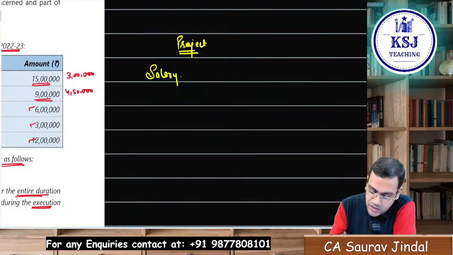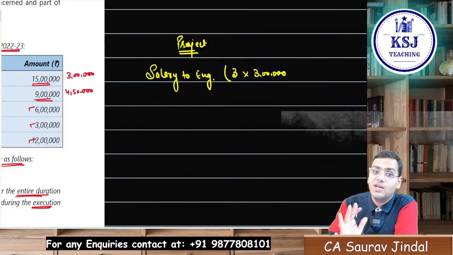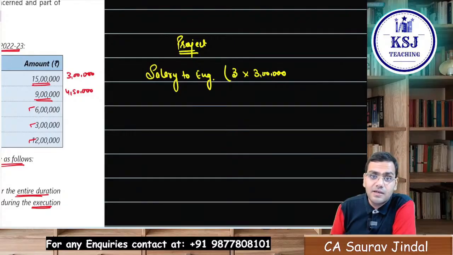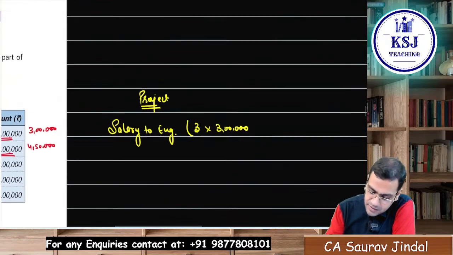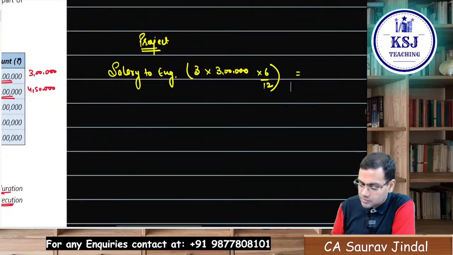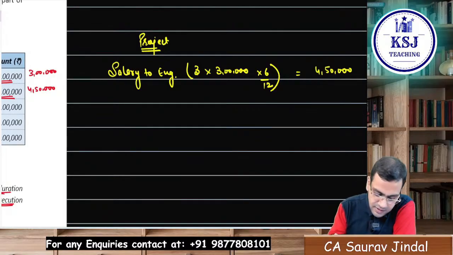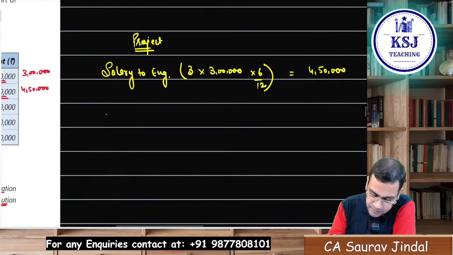The salary to engineers. What will be the salary that you will pay to engineers? There are 3 people involved in this project. Each person is getting 3 lakh rupees. But 3 lakh rupees is the annual salary, isn't it? And this project is for how much time? This project is for 6 months only. So I will charge here for 6 months, right? 3 multiplied by 3 lakh divided by 2, so it will be 4,50,000. Correct?